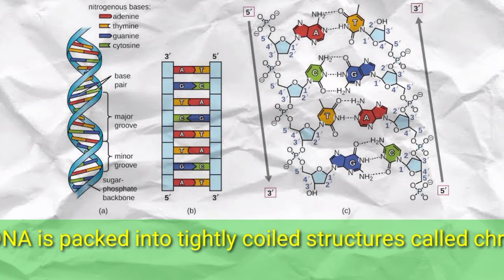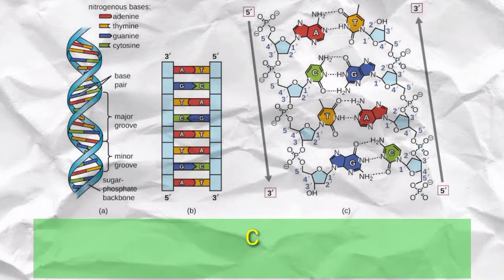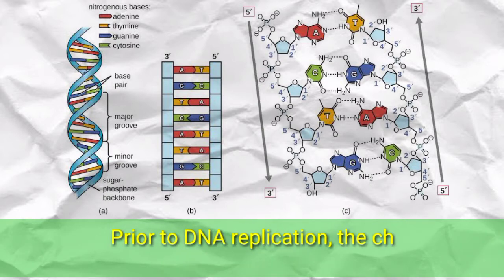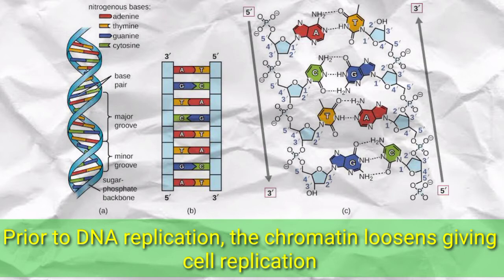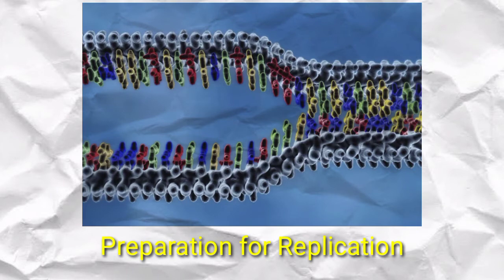DNA is packed into a tightly coiled structure called chromatin. Chromatin condenses to form chromosomes during cell division. Prior to DNA replication, the chromatin loosens, giving the cell's replication machinery access to the DNA strands. Preparation for replication.